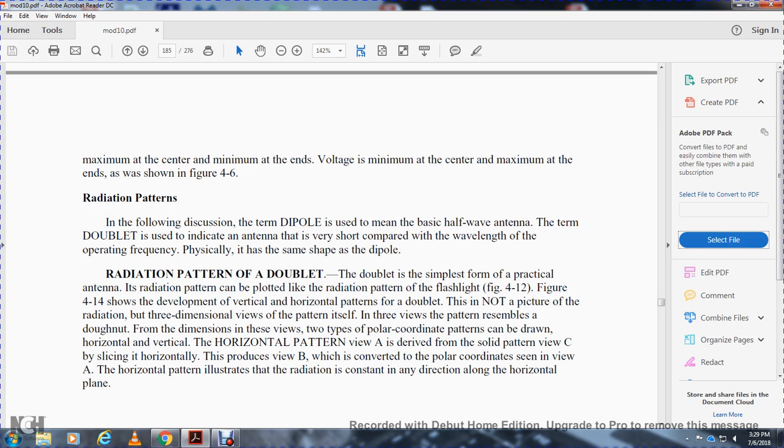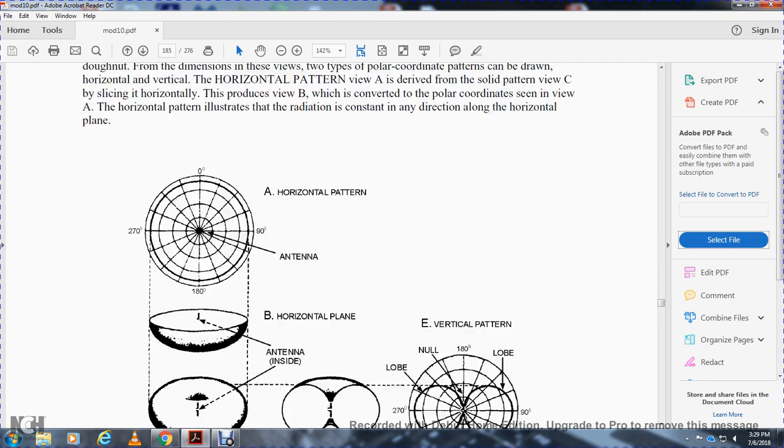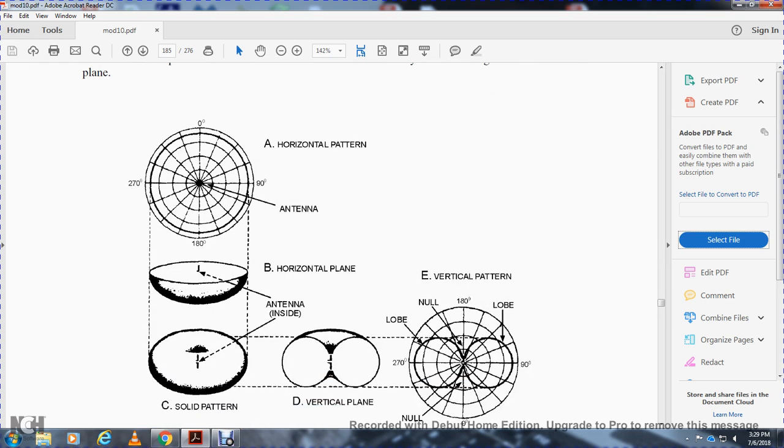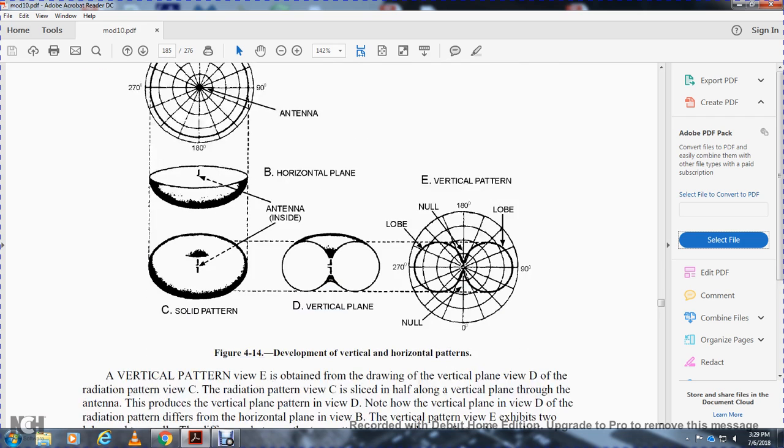The three views of the pattern resemble the doublet, but for the dimensions of these views, two types of polar coordinate patterns can be drawn: horizontal and vertical. A horizontal pattern is derived from the solid pattern, view C, by slicing it horizontally to produce view B, converted with polar coordinates. A horizontal pattern illustrates the radiation in all directions along the horizontal plane.